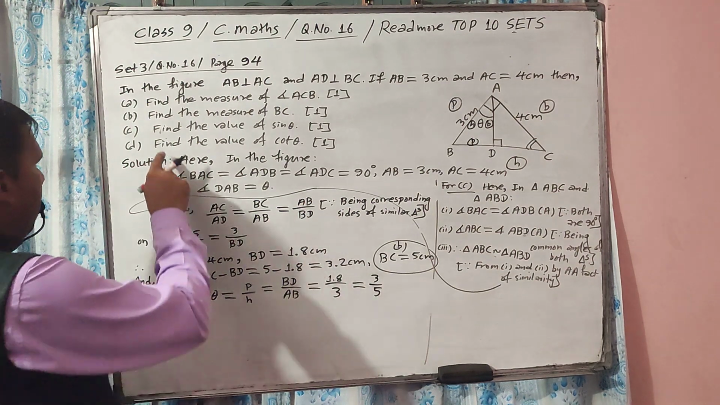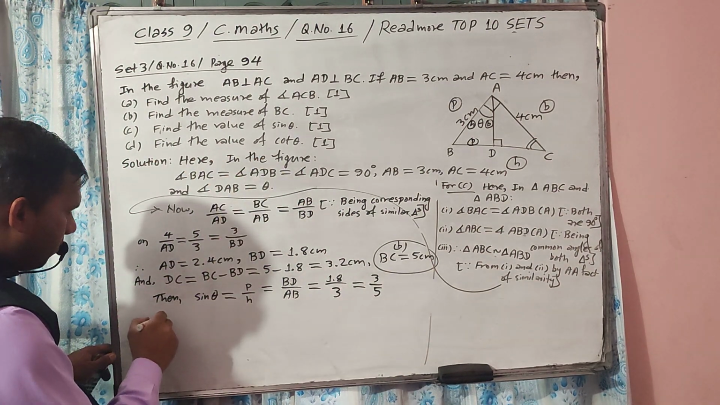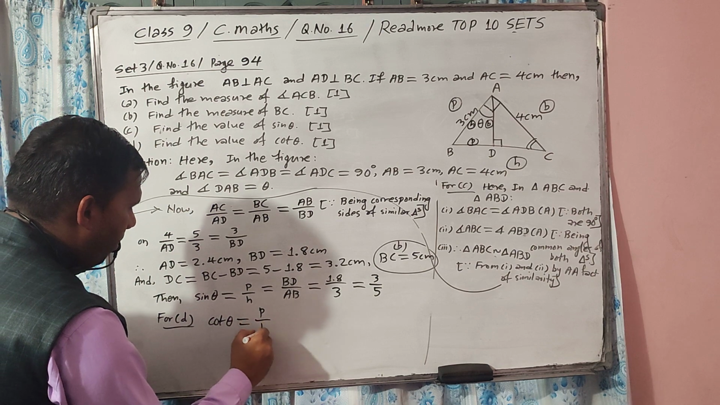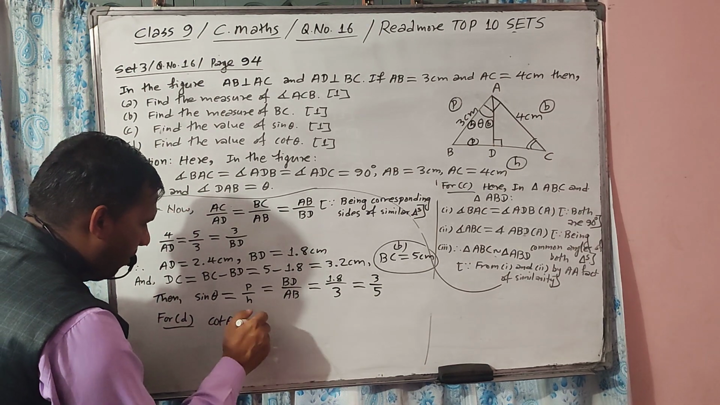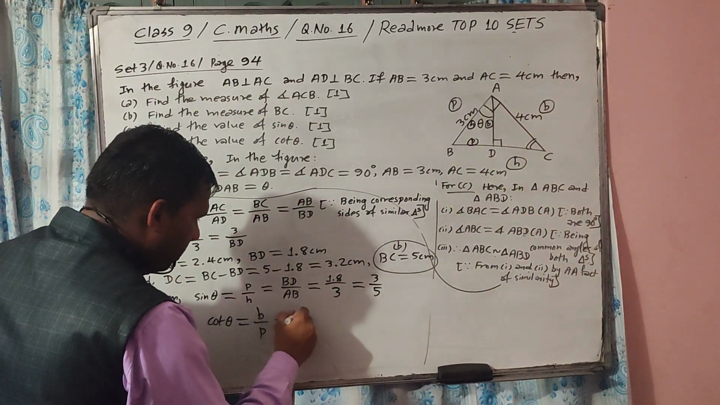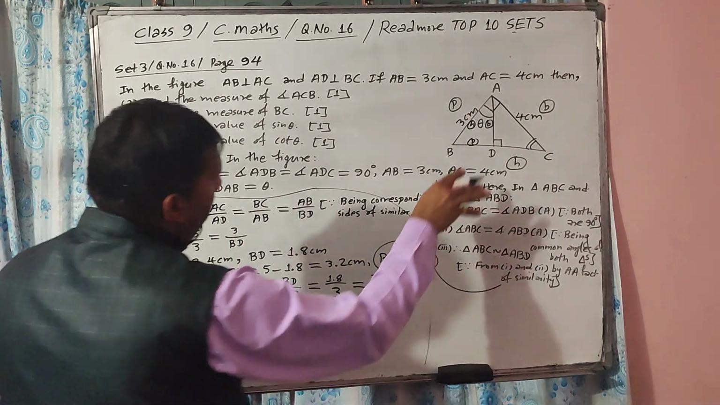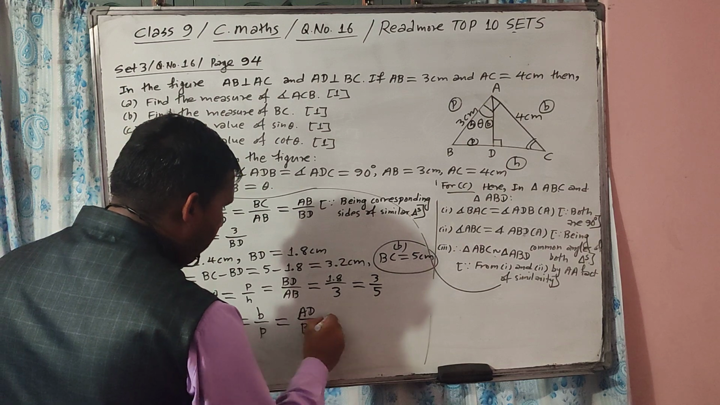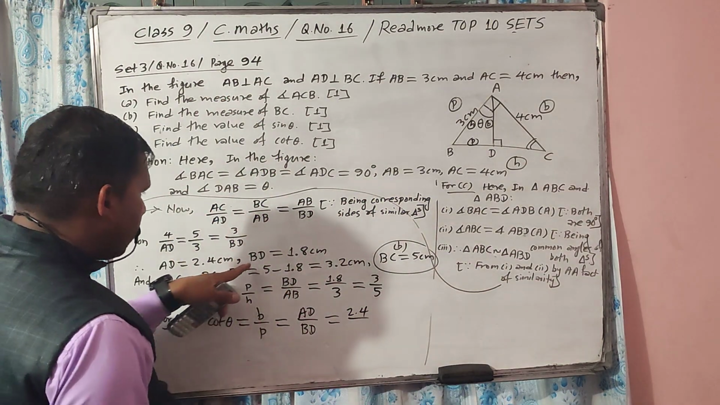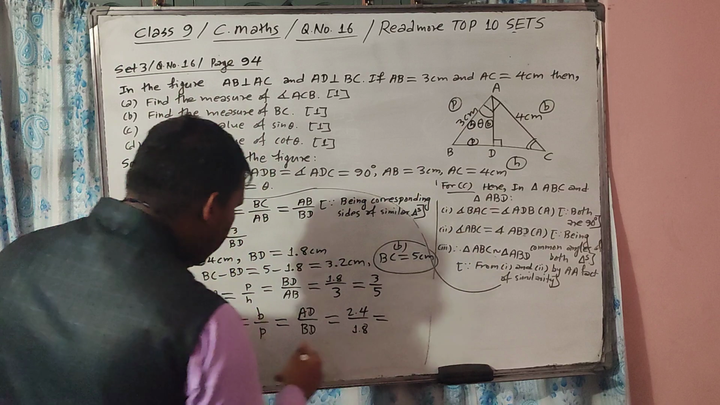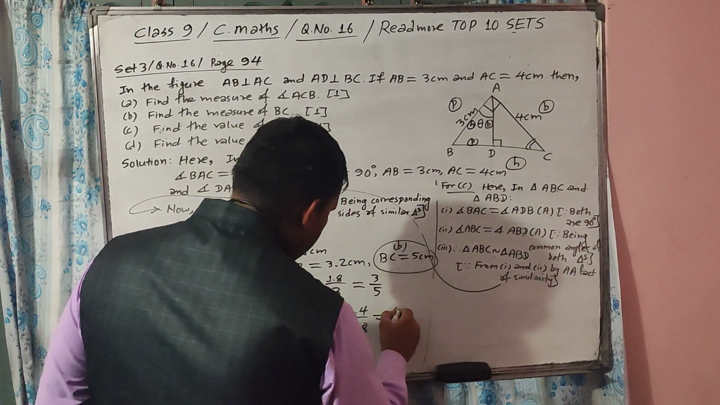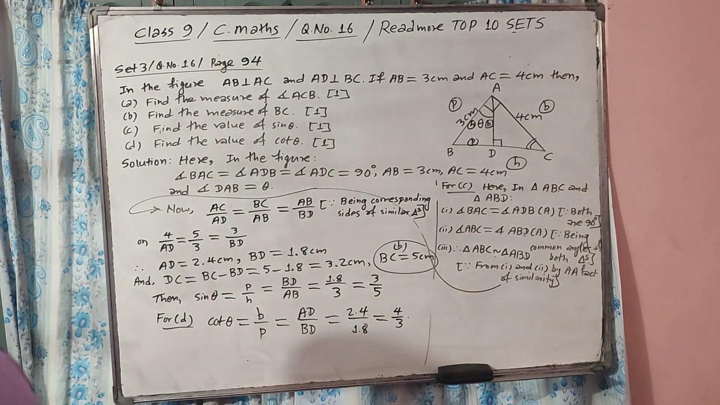And for D, we have to find the value of cot theta. Cot theta equals base by perpendicular. In terms of theta, the base is AD and the perpendicular is BD. So cot theta equals AD by BD. The value of AD is 2.4 and BD is 1.8. It becomes 2.4 divided by 1.8, which is 4 by 3. So the value of cot theta is 4 by 3.